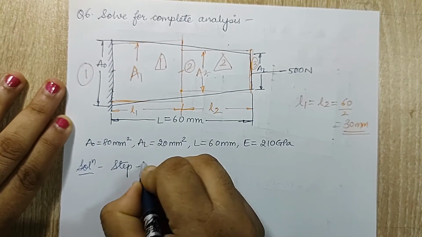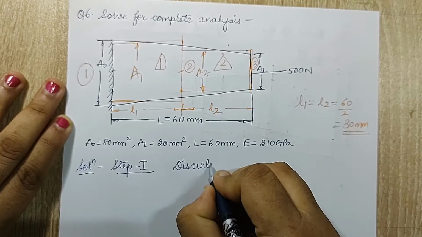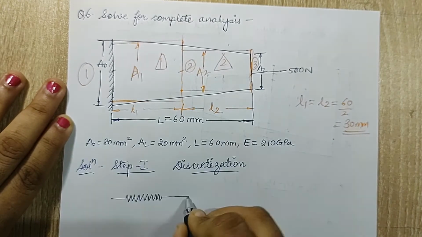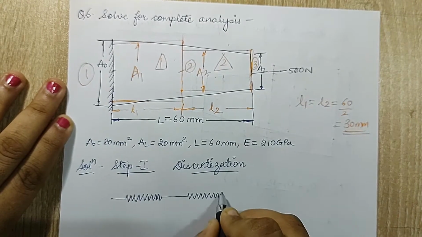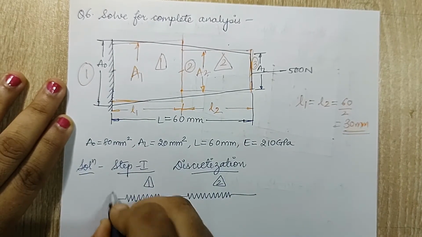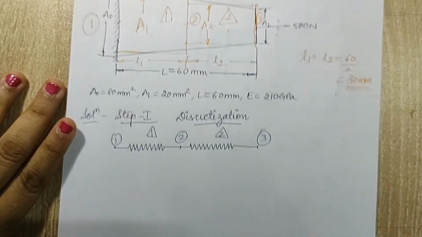My step 1 is discretization. This is my element 1 and element 2 between nodes 1, 2 and 2, 3.